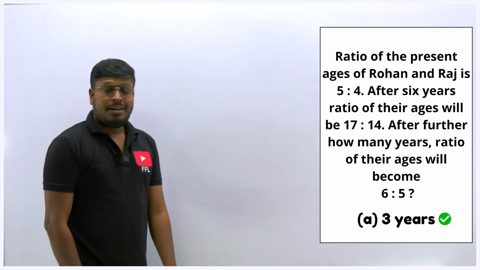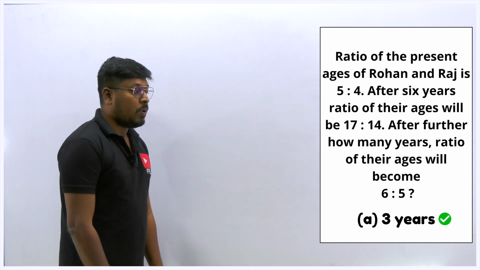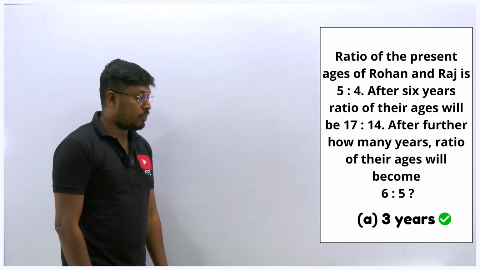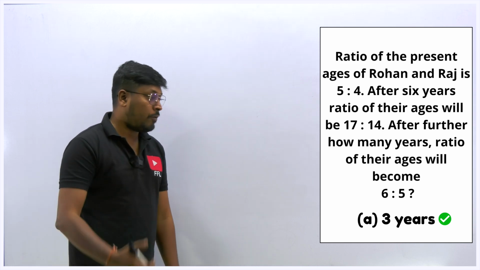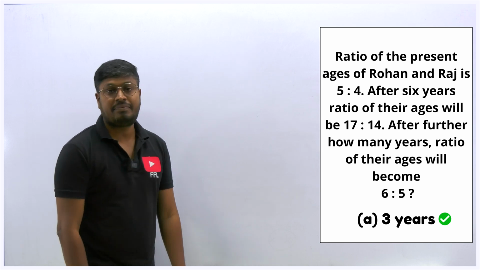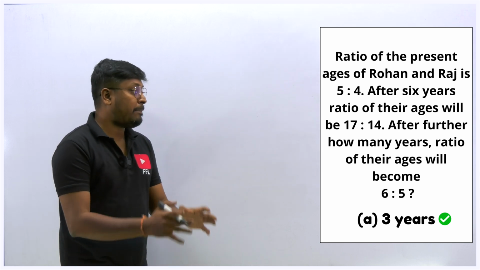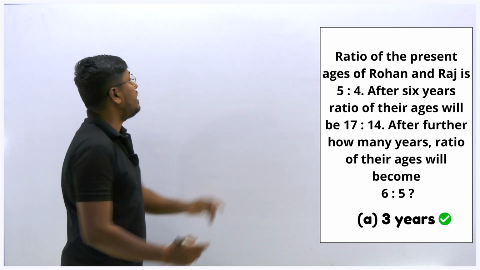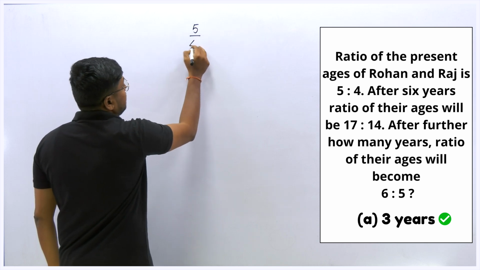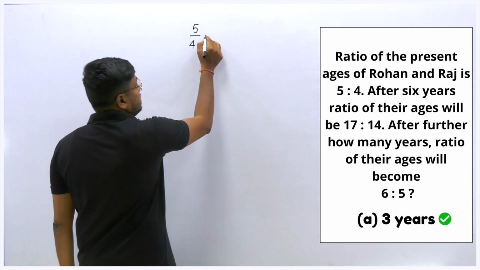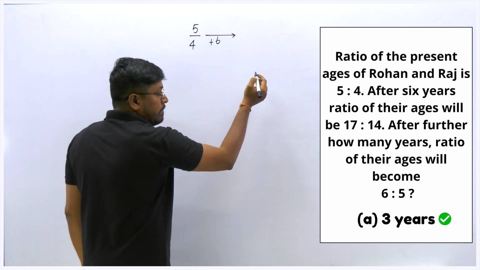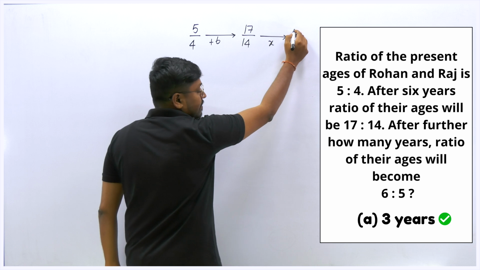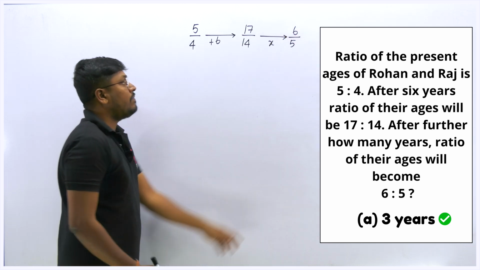So next question. The ratio of the present ages of Rohan and Rajesh is 5:4. After 6 years, the ratio will be 17:14. Further, after how many years will the ratio of their ages be 6:5? Here they have given the present age ratio and two future age ratios, right? The present age is in the ratio 5:4. Then after 6 years, the ratio becomes 17:14, that is 17/14. So after how many years the ratio will be 6/5. This is the value we need to find.